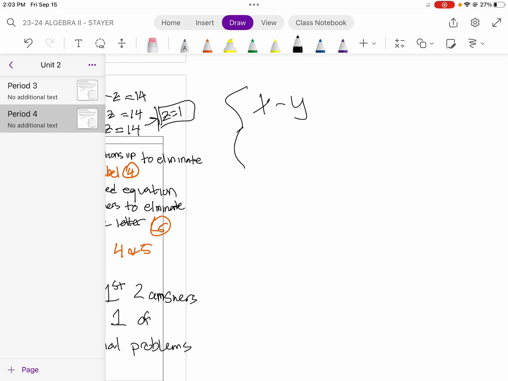x minus y plus z equals -1. x plus y plus 3z equals -3. 2x minus y plus 2z equals 0. Oh, sorry. I didn't mean for that to be off the screen there.